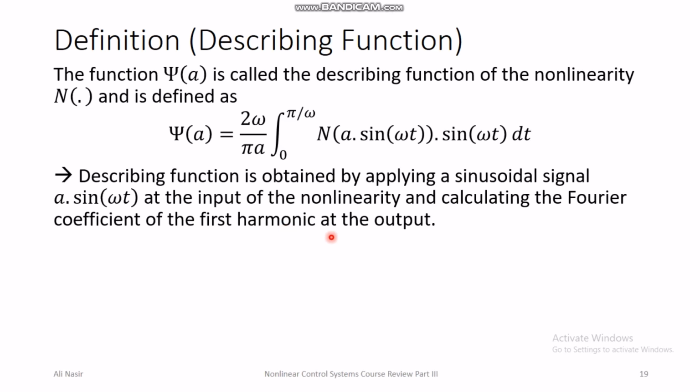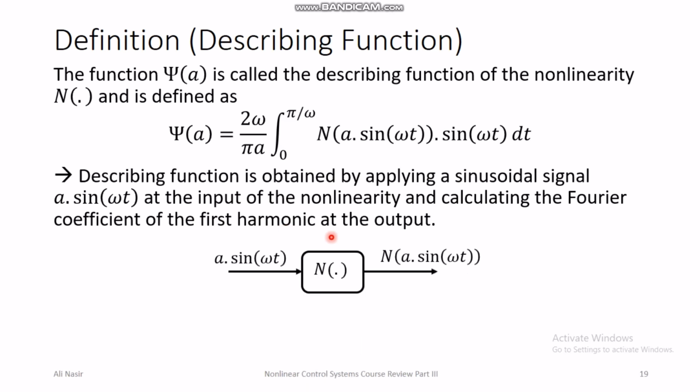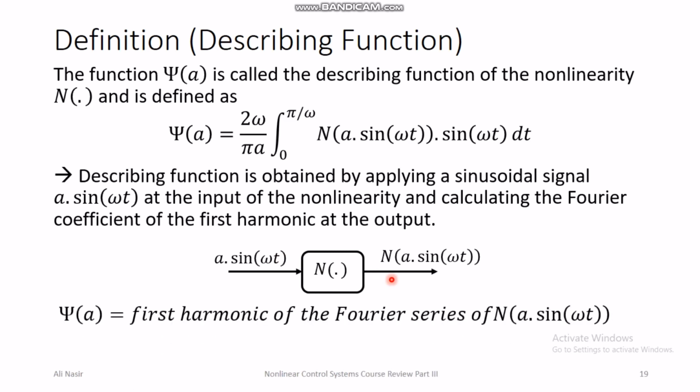at the output. So this is a diagram related to this equation. You apply a sinusoidal input to the nonlinearity and you find the first harmonic of the Fourier series of the output, the result of applying the sinusoidal input to the nonlinearity. This is how you find psi of A: it is the first harmonic of the Fourier series of this output.